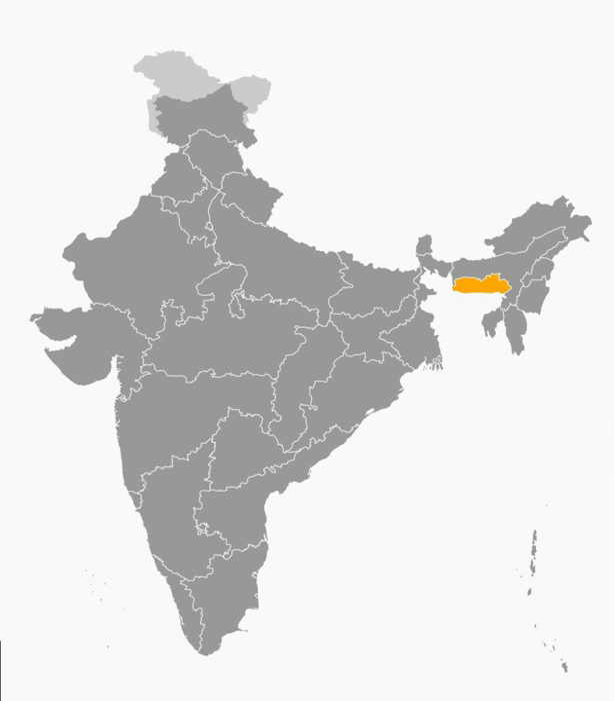10 assembly seats across 9 different states held bypolls on the 28th of May 2018. The results of each bypoll were declared on the 31st of May 2018. Results. Noorpur, Uttar Pradesh.